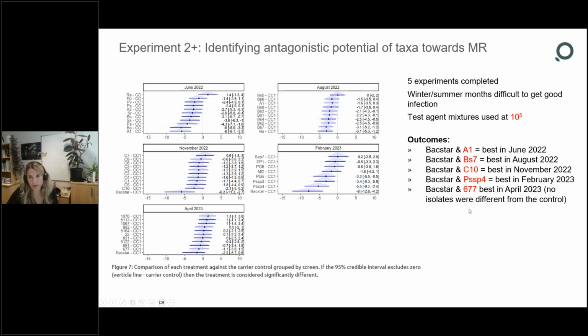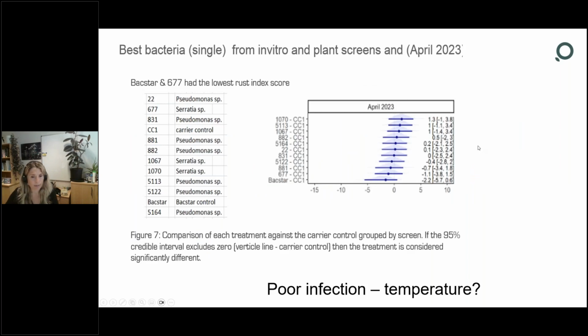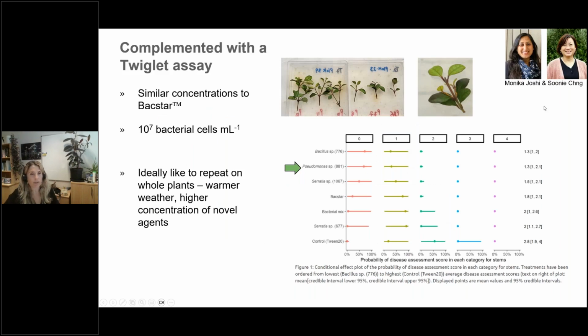So what we did was we took our best from that and we decided to try them individually. Unfortunately in April we didn't get very good infection, and this did not work very well. So this is back to the drawing board, trying again once we've got better control over, we believe, temperature in our glasshouse. However, we did complement that with a twiglet assay, and this was developed by Mānuka Joshi and Suni Ching. And these are little twiglets of ramarama on water agar plates.